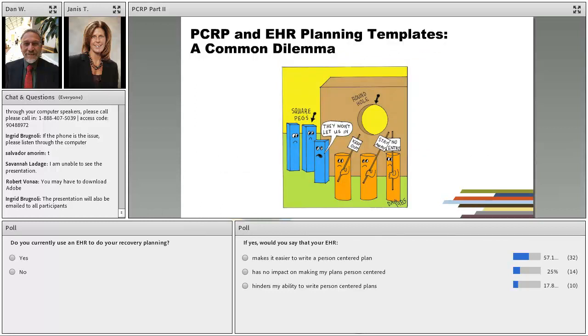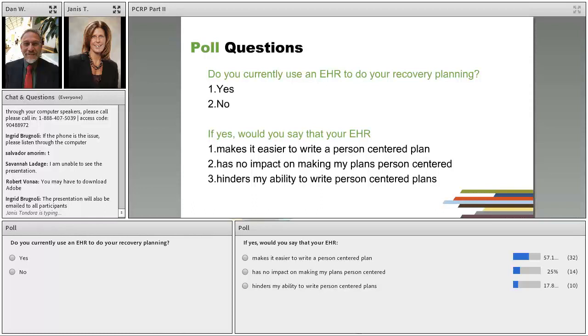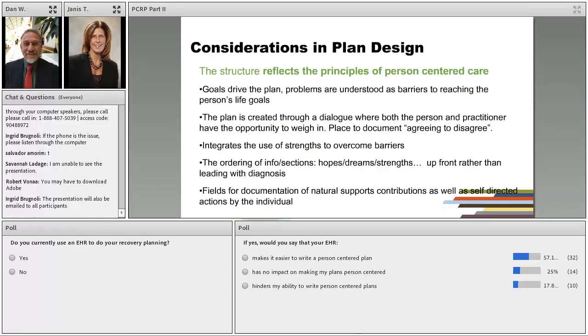So this is, again, what we're trying to avoid, the old square peg and the round hole. For that person that has the skills, is motivated, wants to practice in a person-centered way, but finds it difficult to do so because what's in the tool that they have to document in doesn't match up. So how do you make it match up? Okay, here's our poll questions. So here's some things that I think we need to think about.